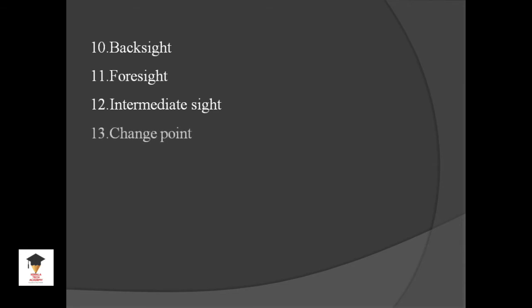Next one, a change point. A change point is a point denoting the shifting of level. It is a point on which the fore and back sights are taken. Any suitable and well-defined object such as a boundary stone, curb stone, rail rock, etc. is used as a change point. A benchmark may also be taken at a change point, and that is called a turning point.